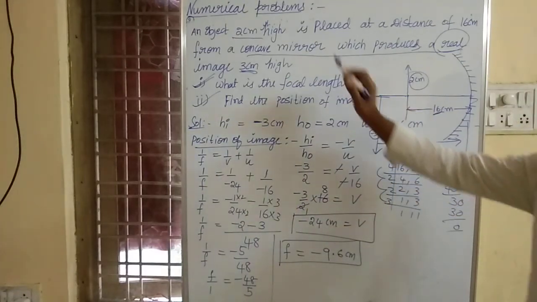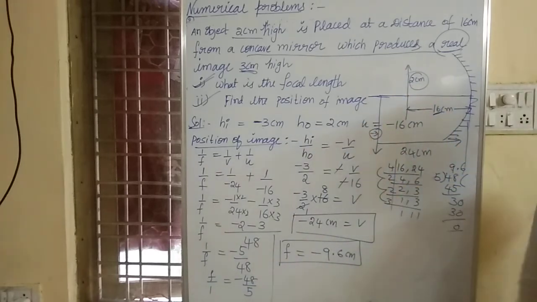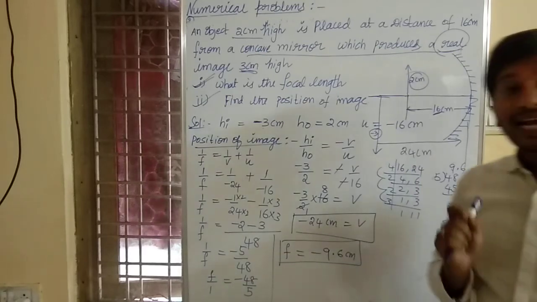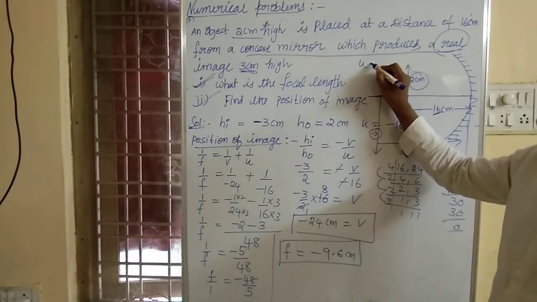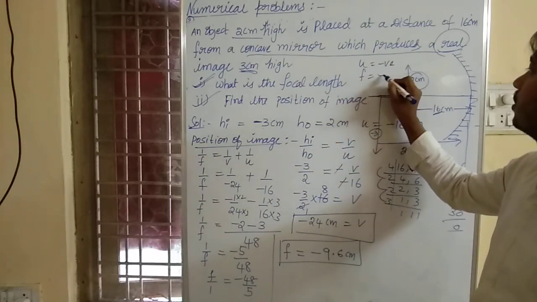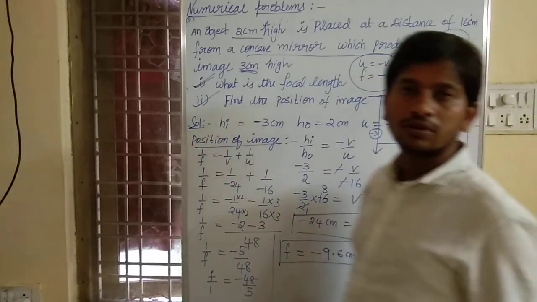What is given, you have to see first of all, and what they are asking us to find out. The thing is, we have to understand sign convention. For a concave mirror, the object distance will be negative and the focal length will also be negative. Keep these two points in mind, right?